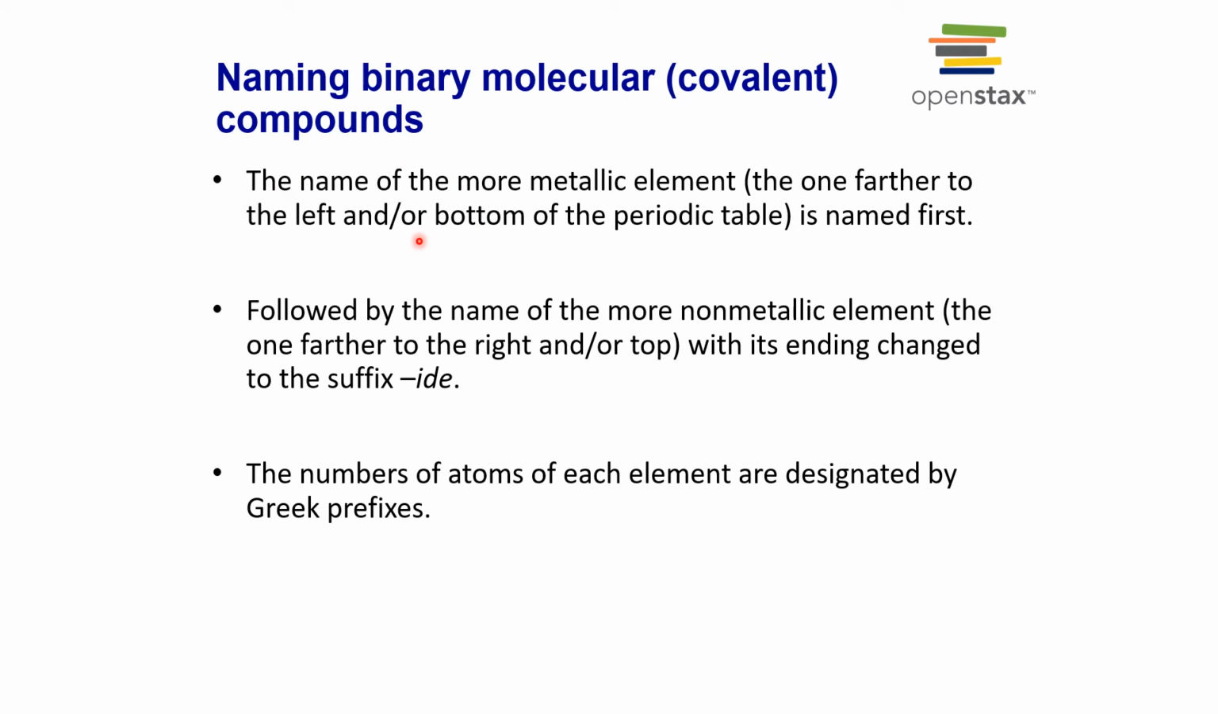So the way your book says it is a more metallic element. I tend to say the less electronegative element. That's mostly the same thing, but to the left and bottom, those usually come first. Then the other name. And it does usually get the IDE ending as if it were a negatively charged ion. I would have probably done it differently, but they didn't ask me.